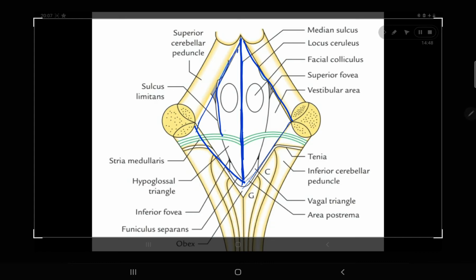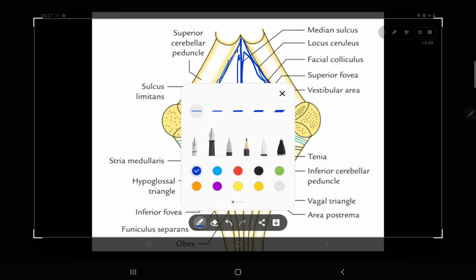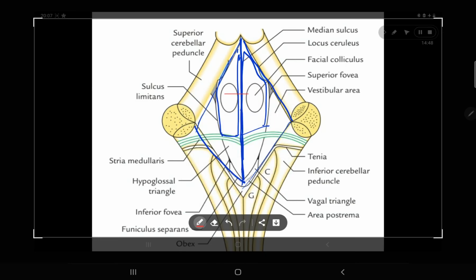This elevated portion is called median colliculus. All right, and on this median colliculus one important structure is present. What is the structure? This is nothing but your facial colliculus. This is your facial colliculus, and this is also your facial colliculus. Now what is facial colliculus? Facial colliculus is nothing but the internal genu. This facial colliculus is formed by your facial nerve fibers.